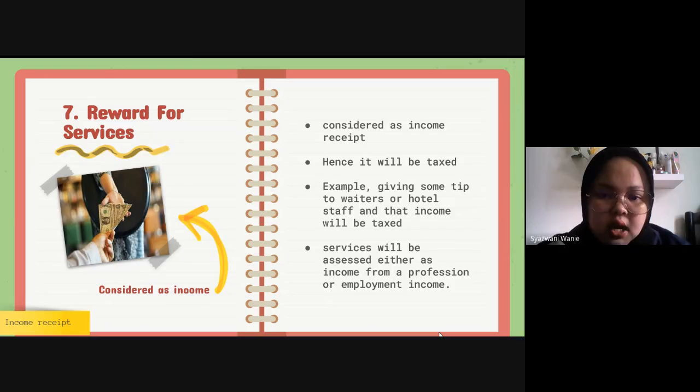This is because the tip received by the hotel staff and waiters will be income since it is regularly operated in nature. The income they receive is based on the service that they provide to the customer. So their service will be assessed either as income from a profession or employment income.